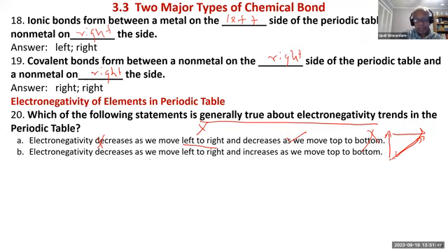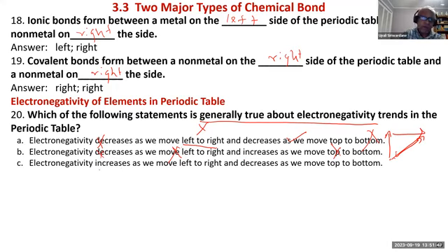Electronegativity decreases as you move from left to right. That's not true. It increases, same as this statement. And it increases as you move from top to bottom. That's not right.